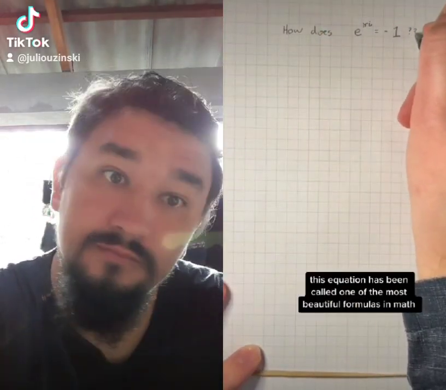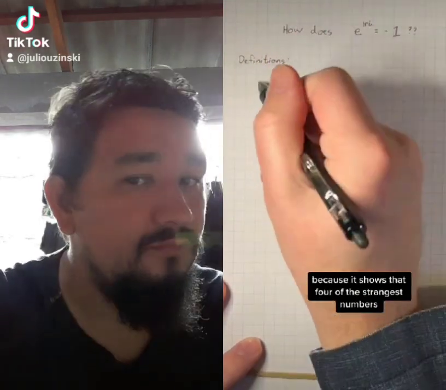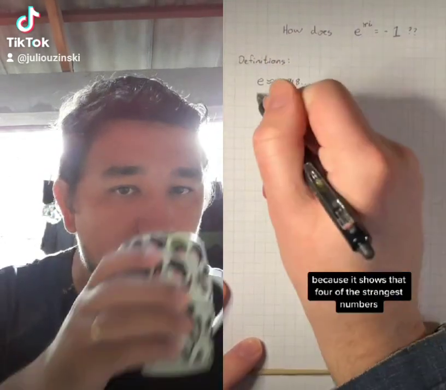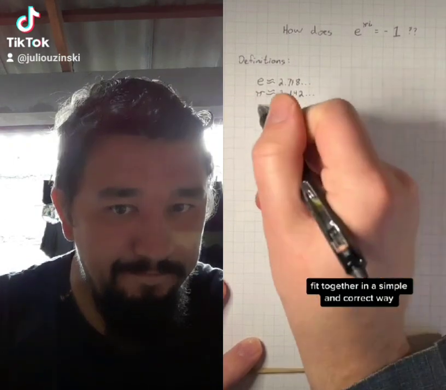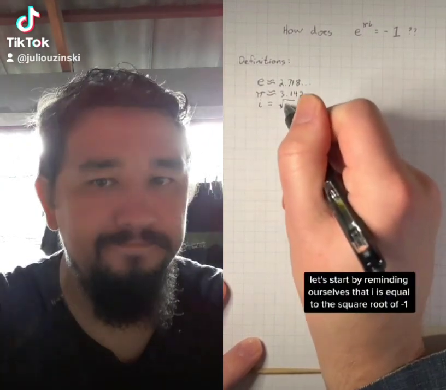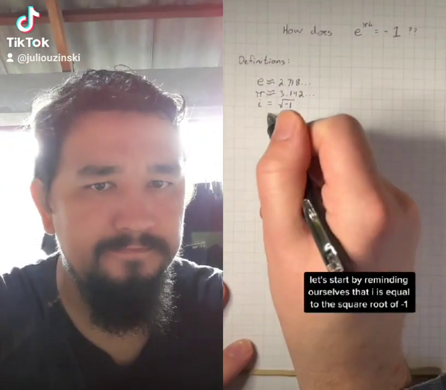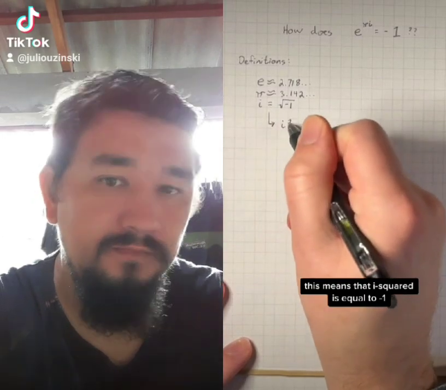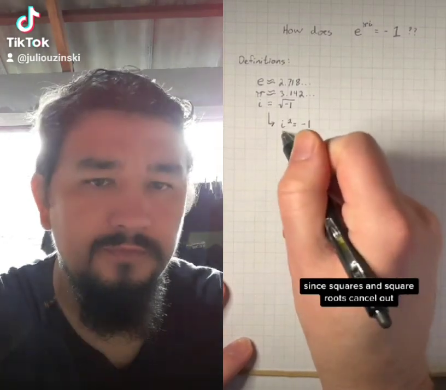This equation has been called one of the most beautiful formulas in math because it shows that 4 of the strangest numbers fit together in a simple and correct way. Let's start by reminding ourselves that i is equal to the square root of -1. This means that i squared is equal to -1, since squares and square roots cancel out.